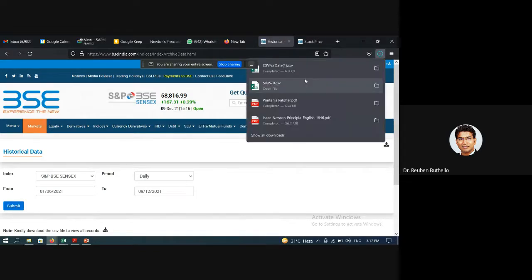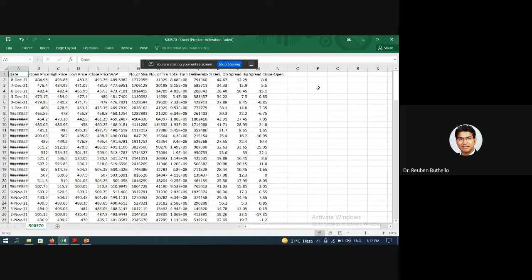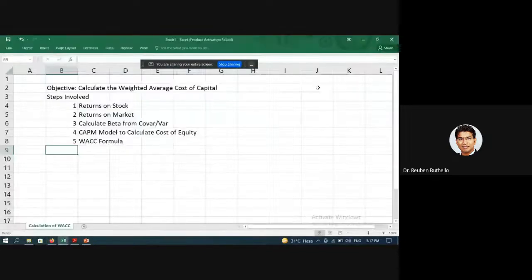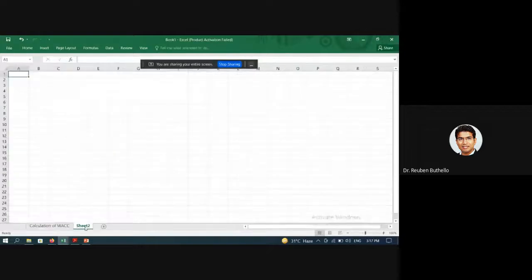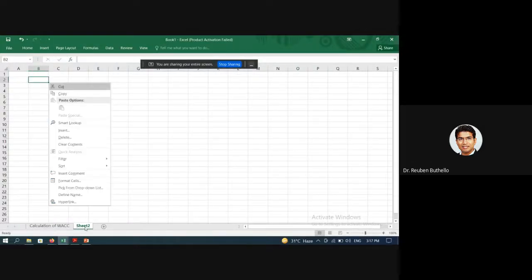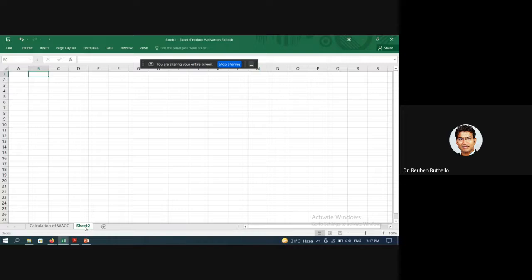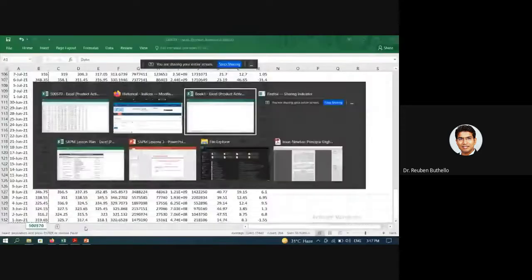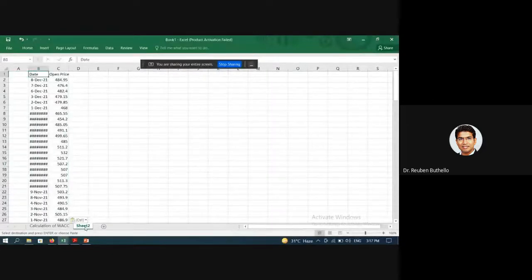I go to my download section. You can see both the files open over here. I click the first file. The file has opened. I got the dates and the open price. I select the dates and open price, and I go to my original sheet, open up a new sheet, and then paste my data here with control copy. So this is Tata Motors.